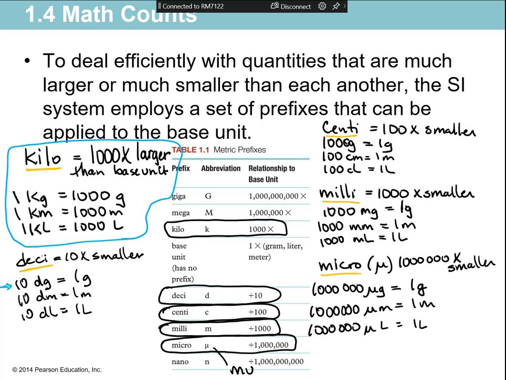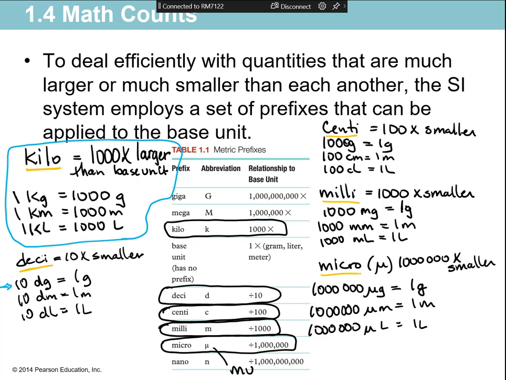Kilo, remember, is 1,000 times larger. So a kilo of anything is 1,000 times larger than the base unit. Notice 1 kilogram, I'd have to have 1,000 grams. 1 kilometer, 1,000 meters. 1 kiloliter, 1,000 liters. Notice in that one, the prefix unit gets the 1 and the base unit is the 1,000. That's because kilo is so much bigger. All of these other ones are smaller.